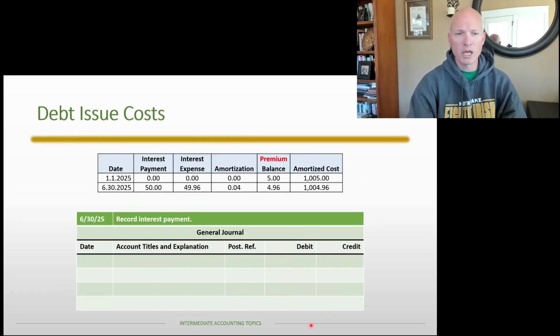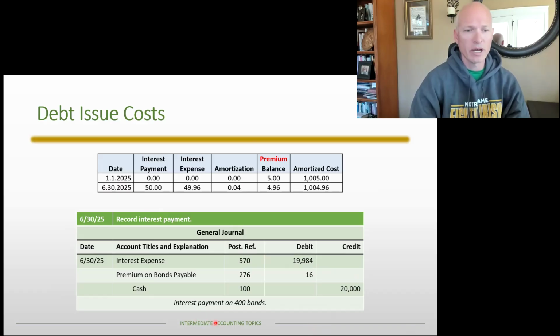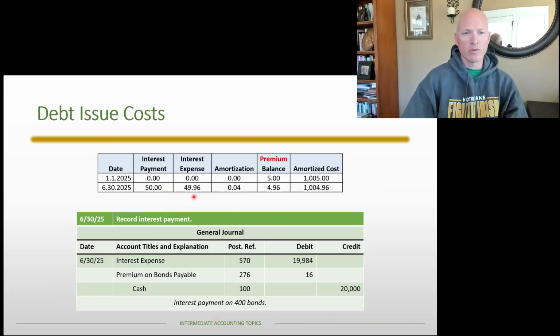And then we have the next interest payment. Again, the goal would be that by this time, this is very straightforward. We're just using that table to fill in our journal entry. Our interest expense is based on the 49.96. The amortization of the premium is based on the 4 cents per bond, and the payment is based on $50 per bond. So again, hopefully pretty straightforward.